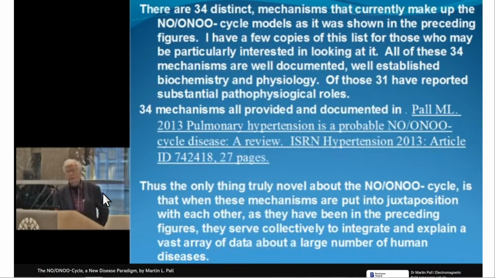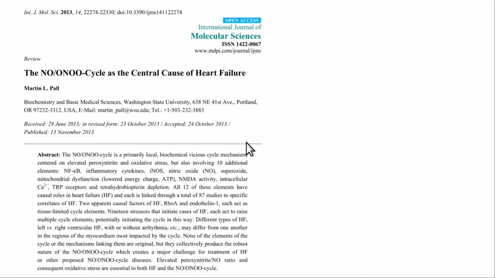This guy's a genius over here, Martin Pall, and he came up with the NO theory, the nitric oxide peroxynitrite theory, and he believes it's a major contributor to the problems with congestive heart failure. And so he's written all about that, and he's got a lot of online lectures. He's really smart. He is a genius. He's a little bit awkward to listen to because he's kind of like an Asperger's autistic, but he's super smart. So here's one of his papers, The NO Cycle as the Central Cause of Heart Failure. It's right here, 2013, Martin Pall.